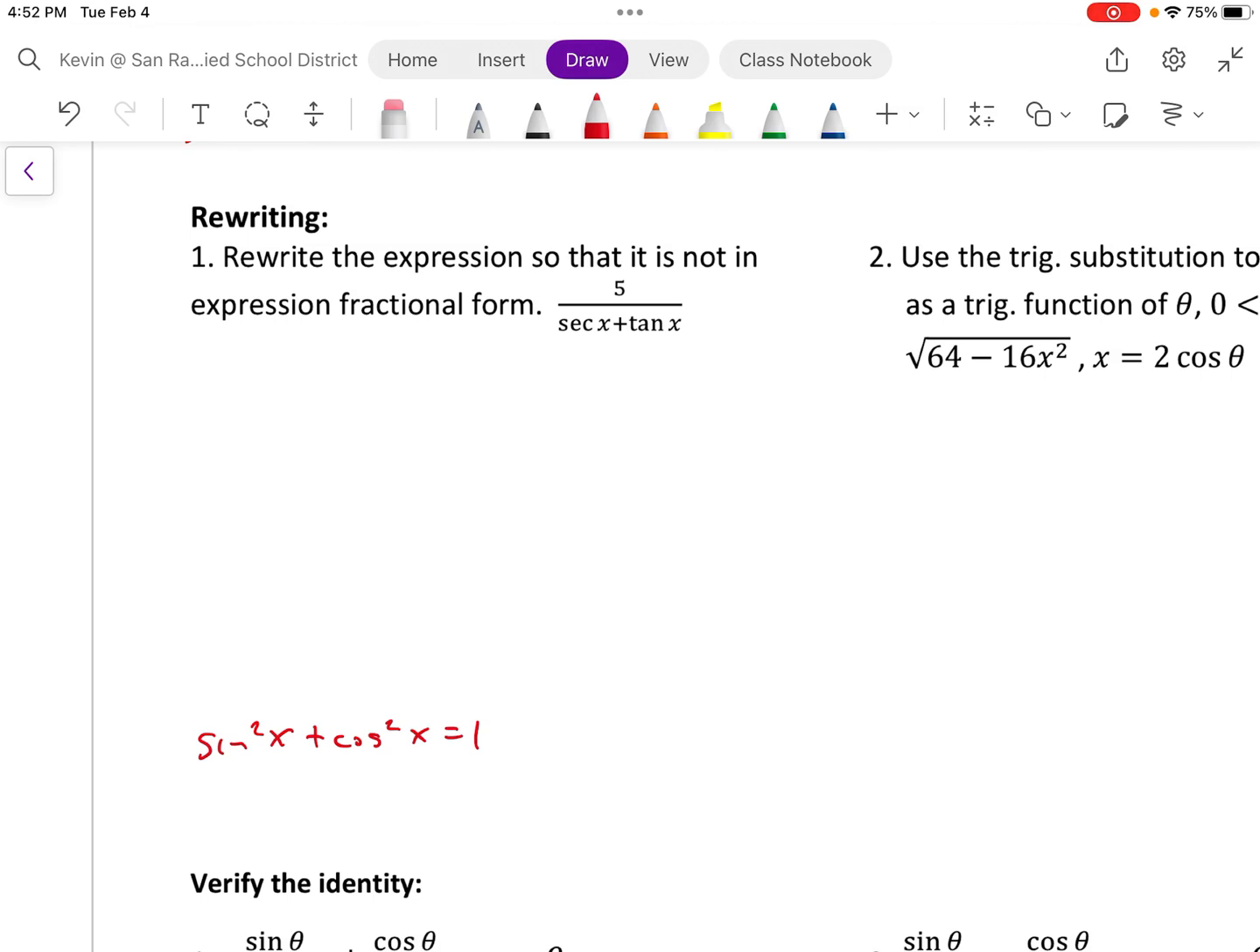All right, this is the third and last video for chapter 5.1. These are the last four problems. The first two problems are rewriting, then the last ones lead us into verifying identities.